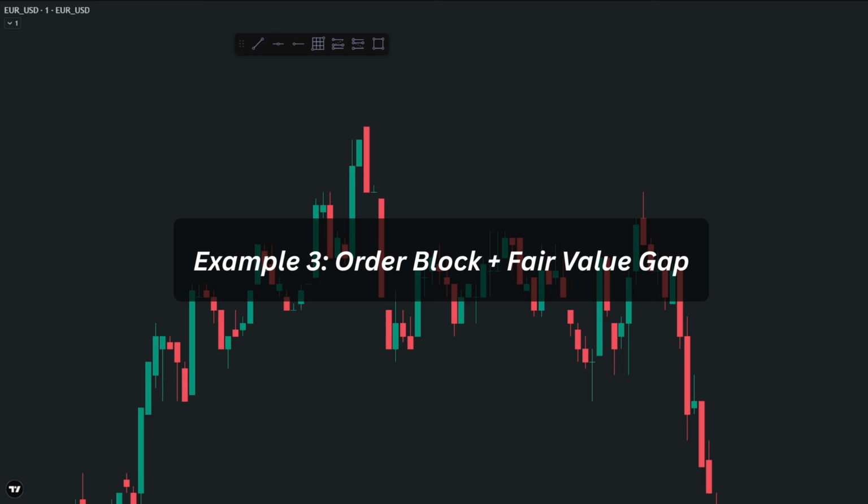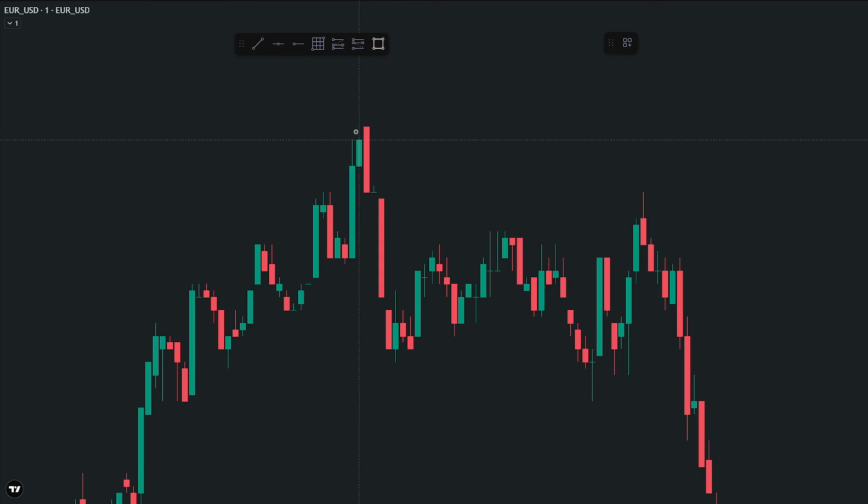Example 3. Order block plus fair value gap. For this bearish order block, the basic approach would be to simply take the last bullish candle before price moves down. As you can see, the market does not always respect this simple zone. A more professional approach is to identify the order block where the fair value gap begins after that candle. This refinement makes the zone more precise, but it still may not show the strongest reaction from price.